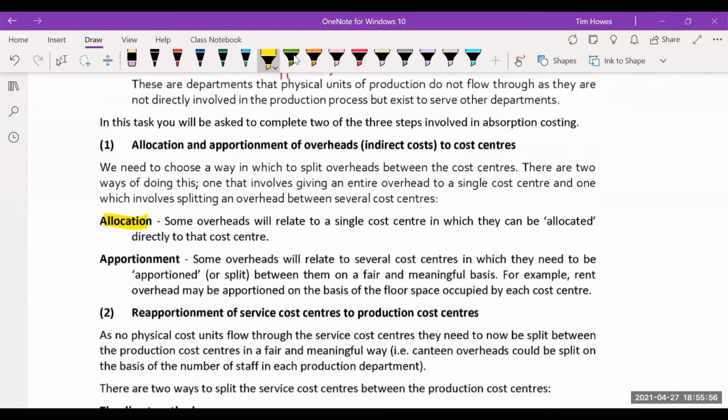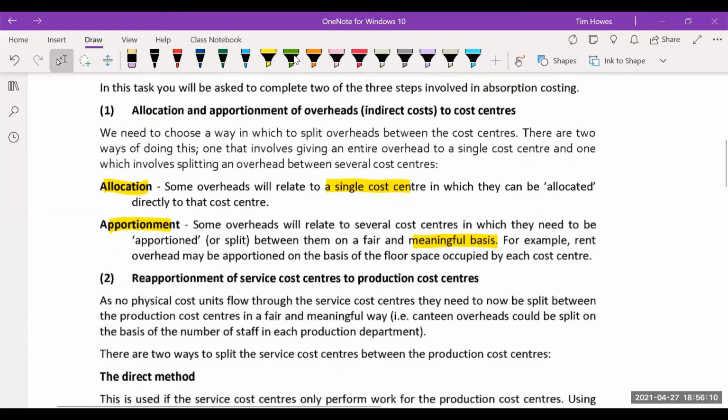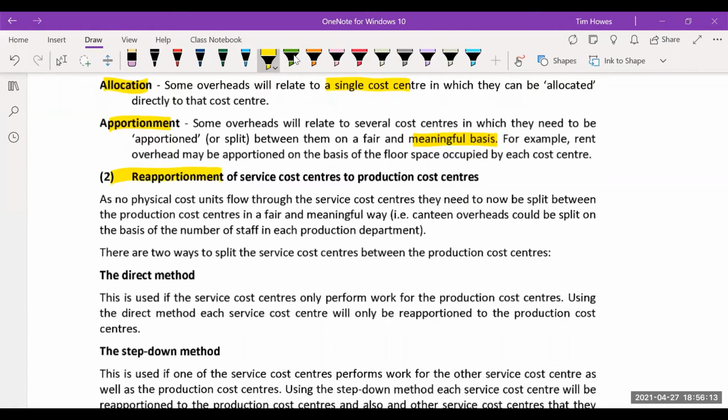Great, we've mentioned already what these things are about. So allocation, if it's a single center that we can identify. Apportionment is sharing. So splitting, sharing, and they'll always tell you you've got to do it on a meaningful basis. And we'll see that in a moment. The second part, of course, was reapportionment. And the concept there was getting those overheads into the areas that the fish is going to get dipped in, that the manufactured goods are going to pass through, if you like. Now, there's two ways of dealing with that, and we'll come back to that in a moment.